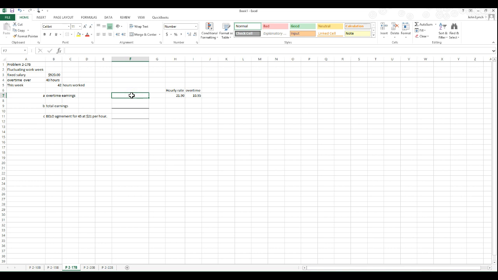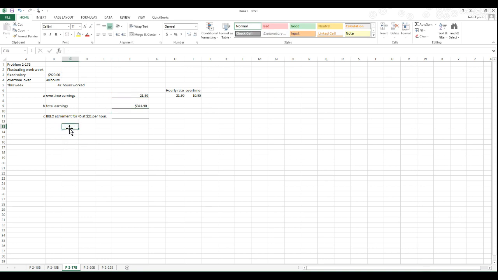Now, they worked 2 hours overtime, so we would equal round the 2 times the 1095, or 2190. So for the total earnings, we would have the 920 plus the 2190, or 941.90.